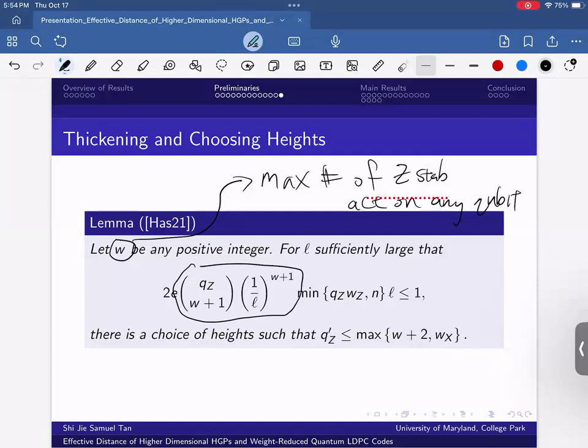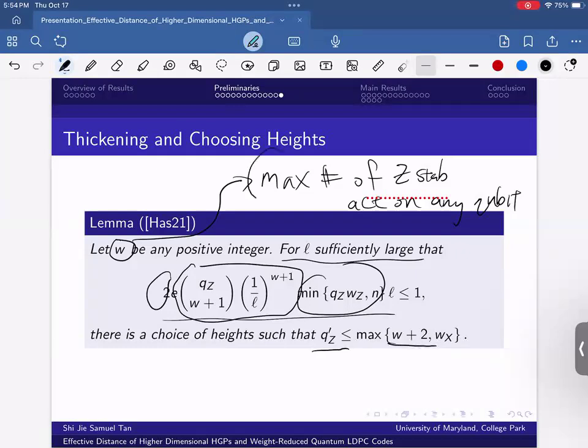And then you use the Lovász local lemma to account for the amount of dependence on the different events. You can show that as long as you choose L sufficiently large that this equation holds, there is non-trivial probability, or there is a choice of heights, that means you can pack different things in such a way that the QZ prime, which is the QZ of your resulting code after thickening and choosing heights, now has a maximum of W plus 2.